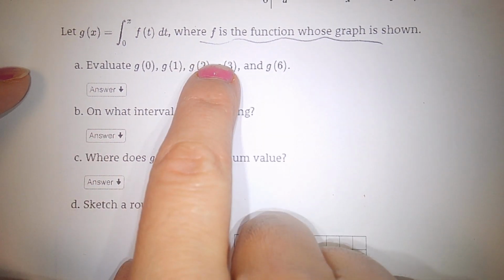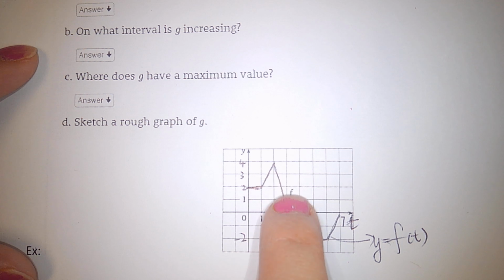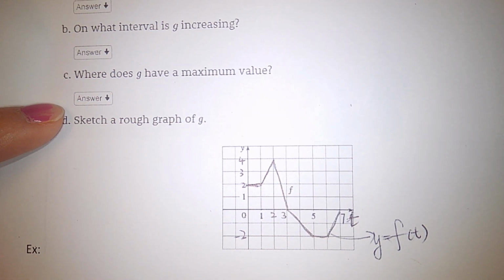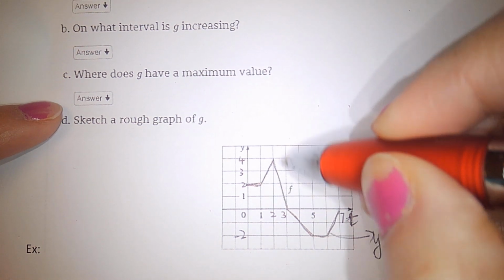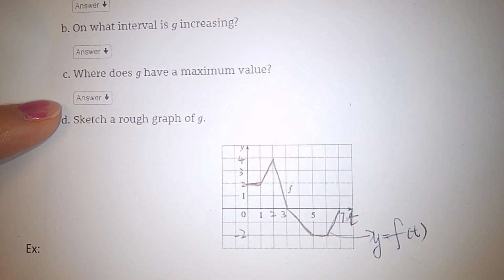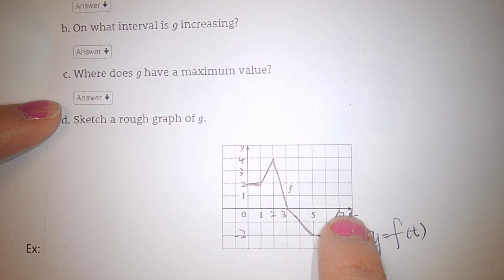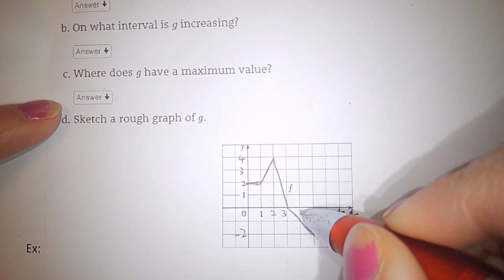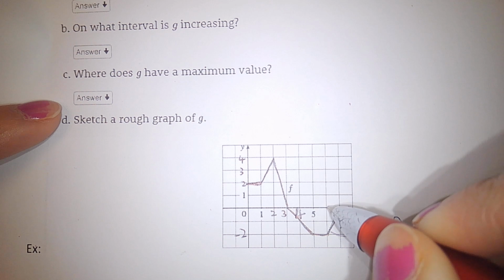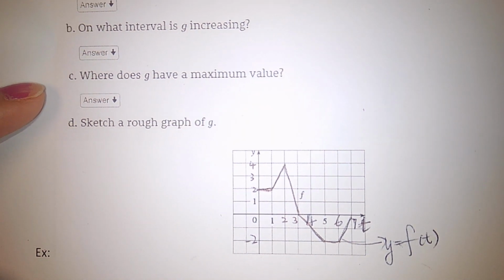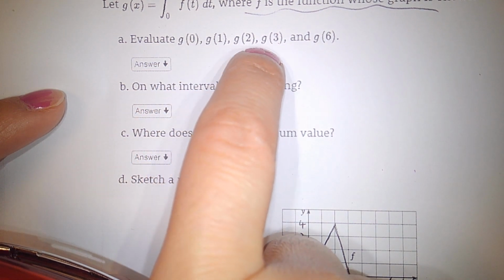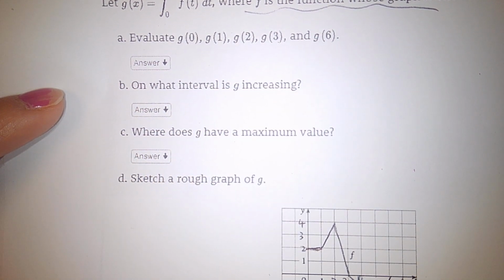Alright, from this graph of f, we can tell, is f continuous or not? Yes, it is continuous, because there are no folds, no jumps, nothing. It may not be differentiable, but it's continuous. From t equals 0 to t equals 7. So let's count: 1, 2, 3, 4, 5, 6, and 7. Alright, so let's evaluate g of 0, g of 1, g of 2, g of 3, and g of 6. Give it a try, please.